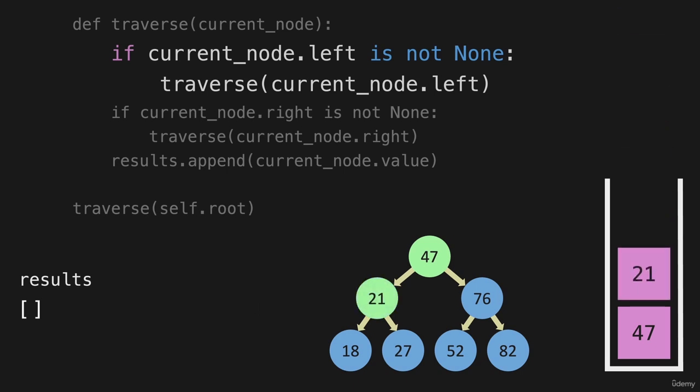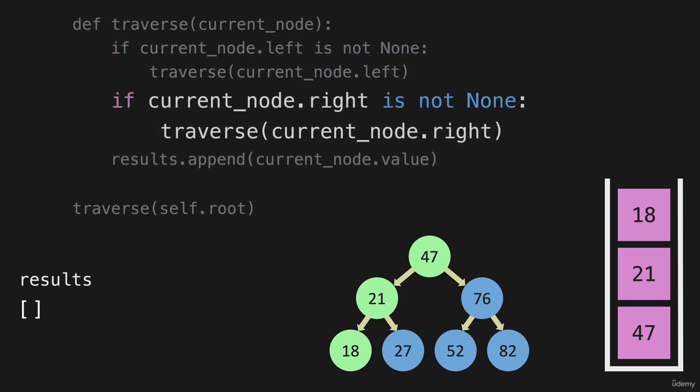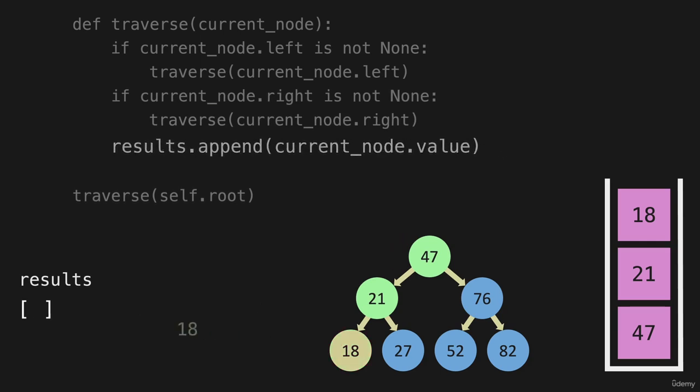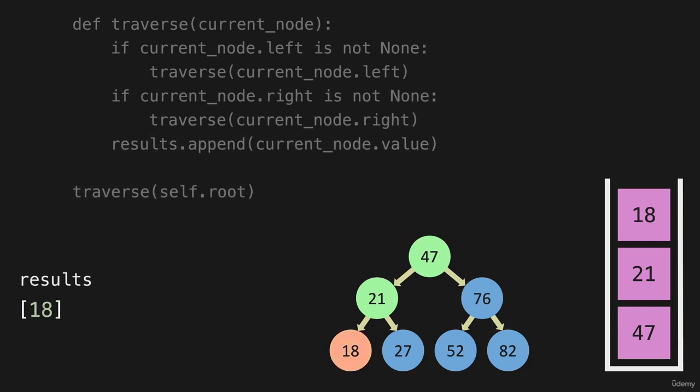The 21 node has a node to the left, which is the 18 node, so that will get added to the call stack. The 18 node is going to look to the left, then it will look to the right, and then finally it will append its value to the results list like this. And once it does, we're done running that instance of traverse, so we can pop that from the call stack.